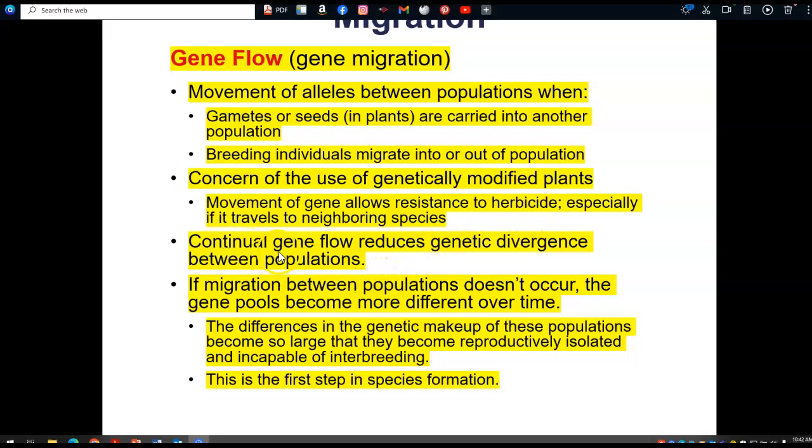And then we have continual gene flow reduces genetic divergence between populations. So you have two different populations that are very different, have lots of genetic variation. Well, when you have continual gene flow between those populations, they're going to become more alike over time. And if migration between populations doesn't occur, the gene pools become more different over time. That would be the opposite of that situation. The differences in the genetic makeup of these populations become so large that they become reproductively isolated and incapable of interbreeding. And this is the first step in the formation of a new species.